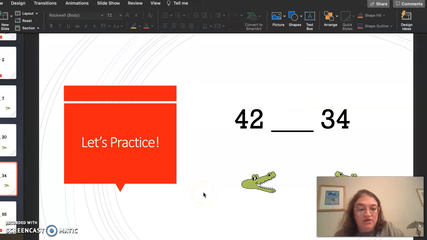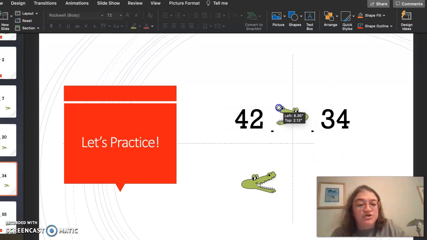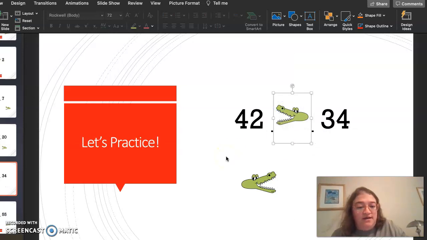So 15 is less than 20. All right. 42 and 34. How many tens? We have 4. How many tens? We have 3 tens, that's right. And we have 2 ones and 4 ones. Which number has more tens? That's right, 42. We have 4 tens here and only 3 tens here. So 42 is the bigger number. 42 is greater than 34.